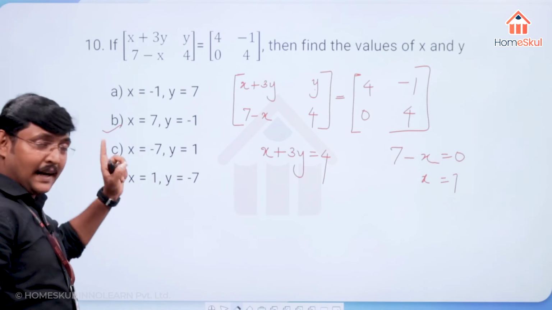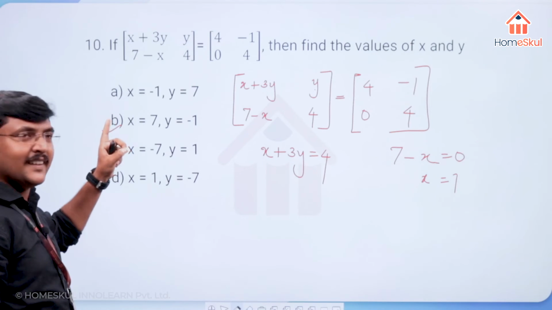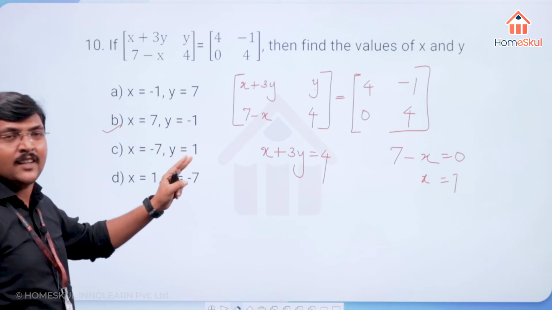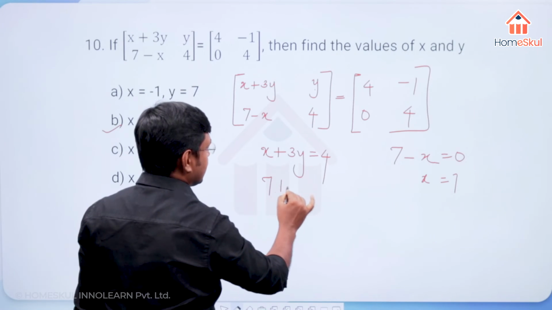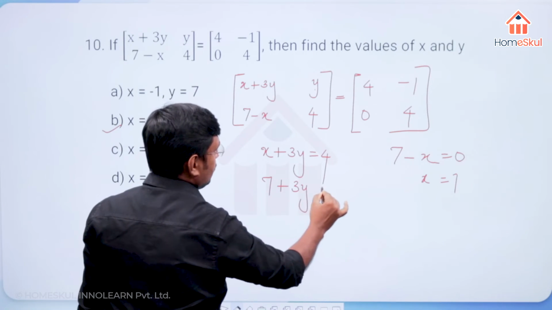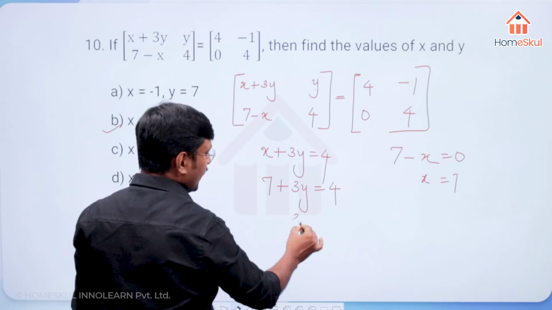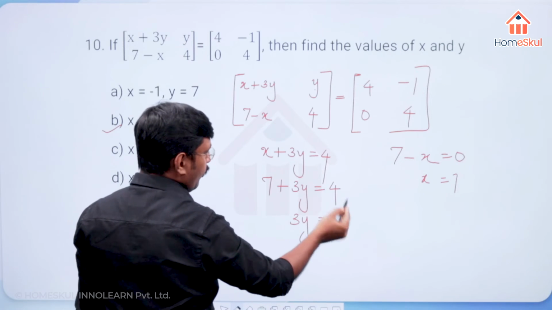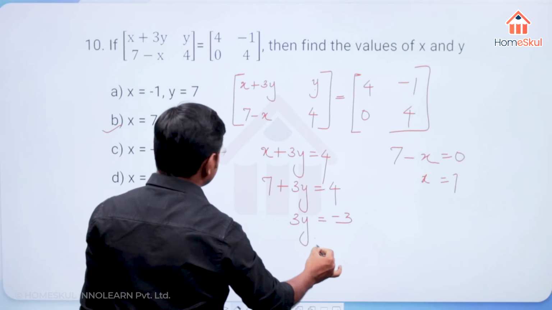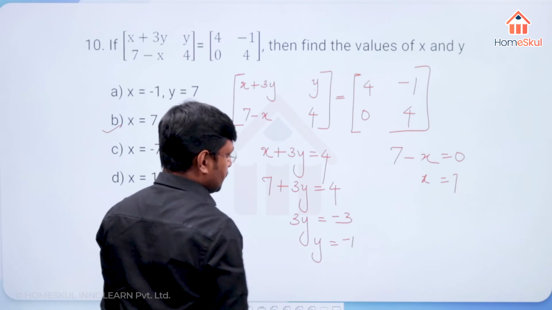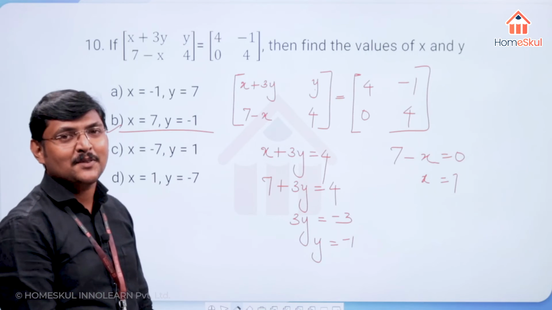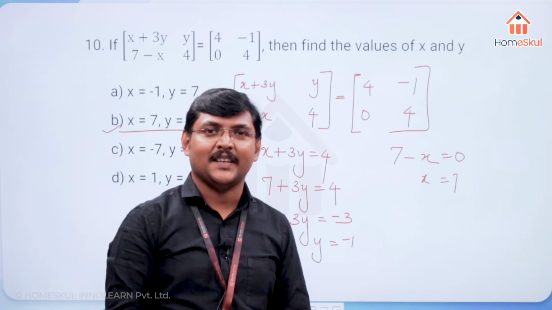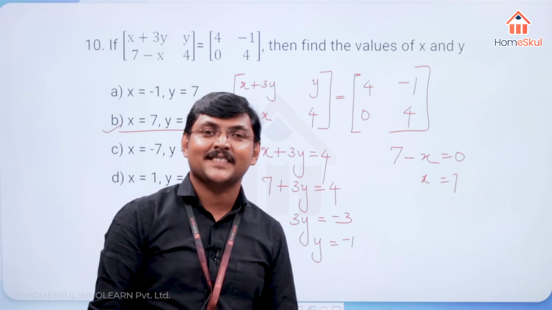But we need to clarify it, then only we can complete it, right? So I am moving on to the next frame also. So x is equal to 7 plus 3y is equal to 4. So 3y is equal to 4 minus 7, that is minus 3. As a result of that, you will get y is equal to minus 1. So that's the correct answer. X is equal to 7, y is equal to minus 1. Correct. So moving on to the next question.